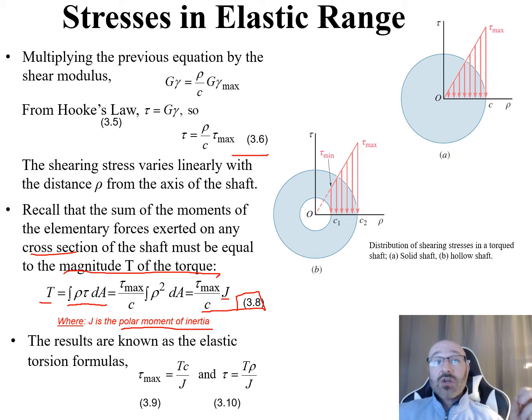The results are known as the elastic torsion formula. The two of these relate back to equations 3.9 and 3.10 in our textbook. We see that tau max from equation 3.9 is equal to Tc over that polar moment of inertia J, or our tau is equal to our torque T times that radius rho divided by that polar moment of inertia. So for the max, we have C. For our regular tau, we have rho. And again, the reason we have C in the max is because this is going to be max when rho is equal to C. We can see that case right there, we're at C. That's why this relationship in 3.9 is for our tau max.